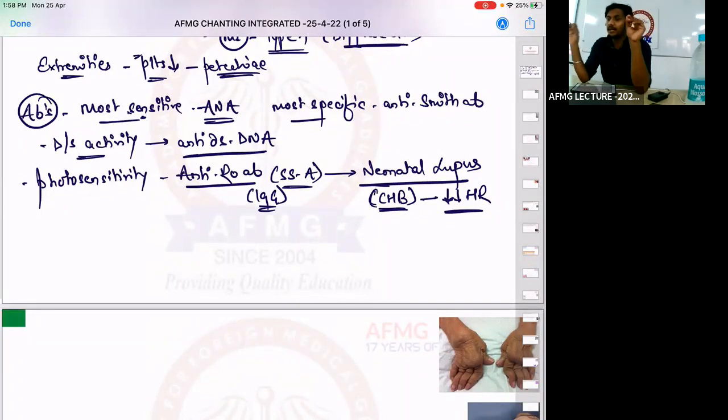No issues with this. As I told you, anti-neuronal antibody can be a cause of lupus cerebritis in the patient. Anti-erythrocyte antibody will cause autoimmune hemolytic anemia in the patient. If anyone wants to remember something extra, anti-ribosomal P antibody causes neuropsychiatric manifestations in the patient. No issues till here, I hope so.